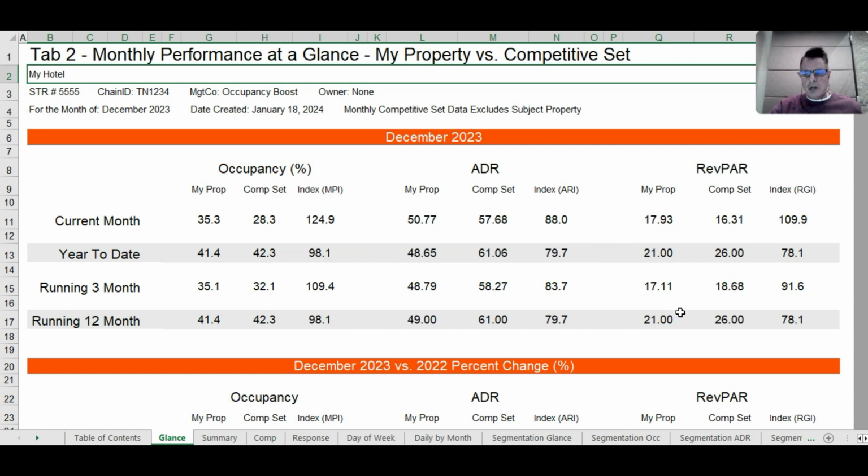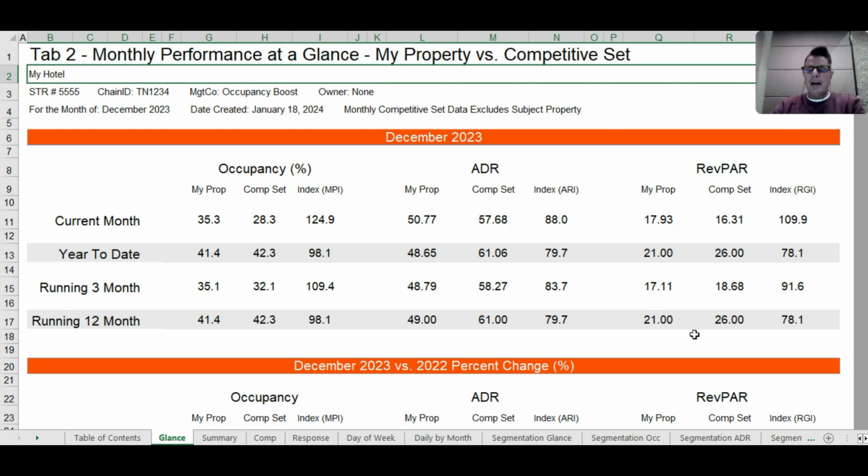Now, looking at this on an STR report, you see that this property is down to their comp set by $5 for the end of the year. The competitive set did $26 RevPAR on average, and this property did $21. So it's only down $5.